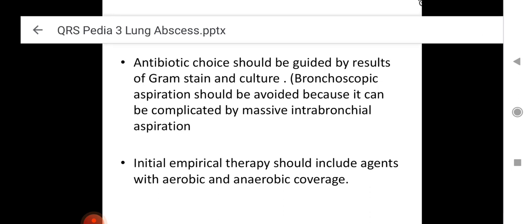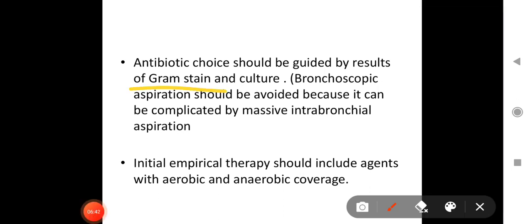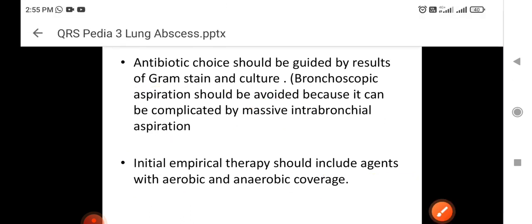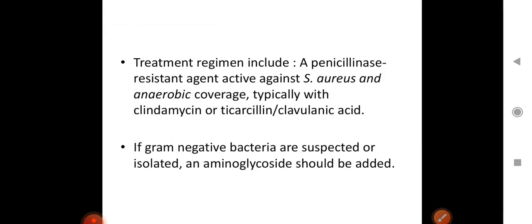Now, the antibiotic of choice should be guided by the result of gram stain and culture, but bronchoscopic aspiration should be avoided because it can be complicated by massive intrabronchial aspiration. So you have to look at gram stain and culture for proper antibiotic coverage, but bronchoscopic aspiration is usually avoided. So initial empirical therapy should include agents with both aerobic and anaerobic coverage, because we have seen initially that the causative agent can be aerobic as well as anaerobic.